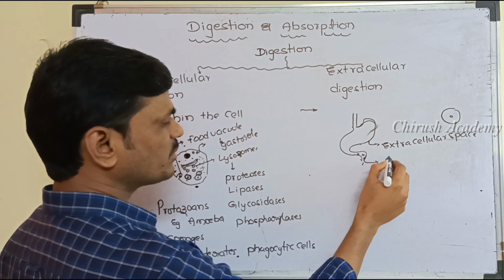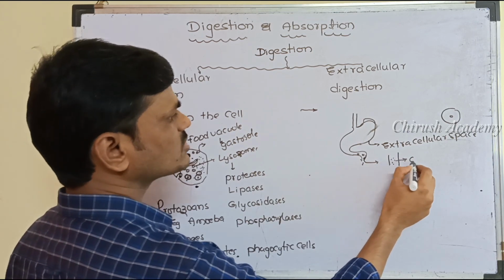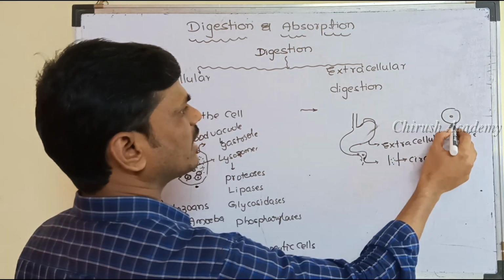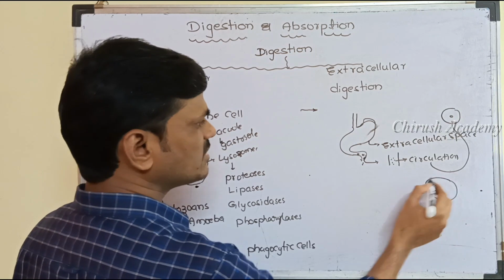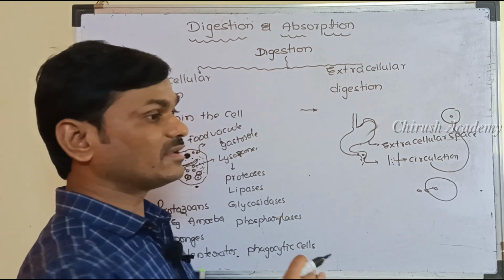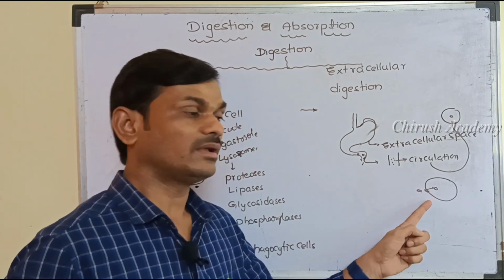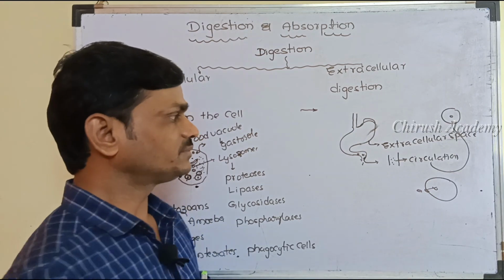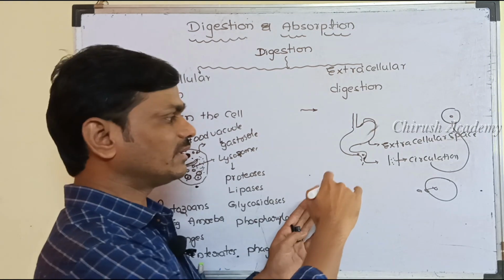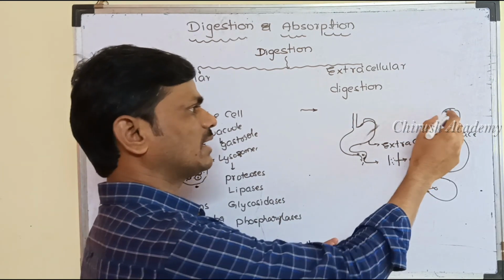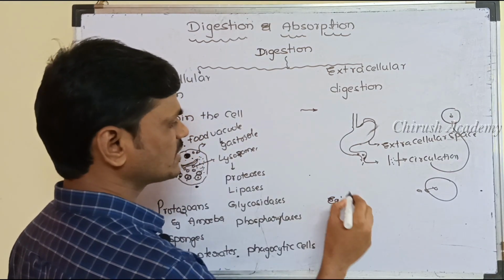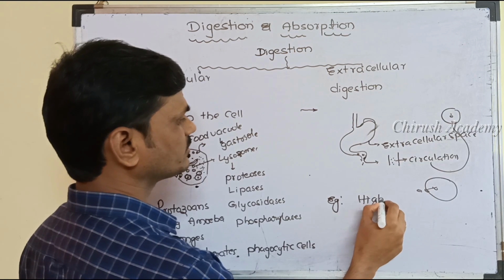Later the digested material enters into the circulation. Through the circulation they are carried to the cell. Now the digested materials enter into the cell. Okay, so we are calling it extracellular digestion. Here digestion takes place outside the cell. Later the digested materials are carried to the cell with the help of the circulatory system. This type of digestion is present in higher animals and plants.